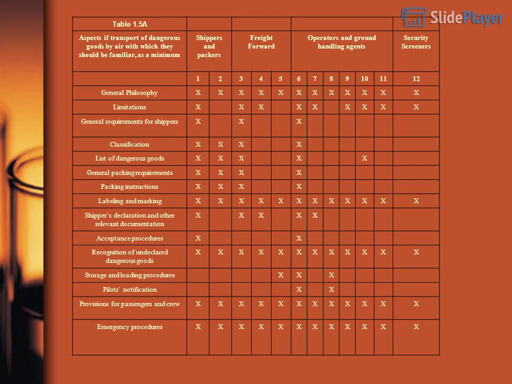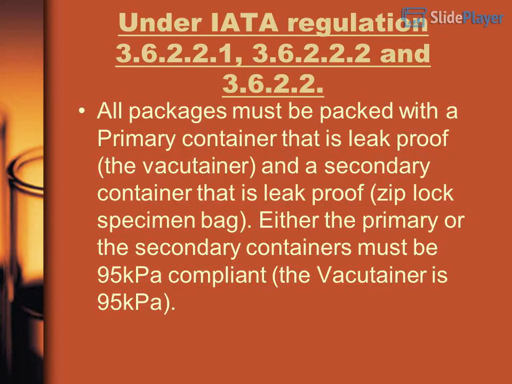General philosophy. Limitations. General requirements for shippers. Classification. List of dangerous goods. General packing requirements. Packing instructions. Labeling and marking. Shipper's declaration and other relevant documentation. Acceptance procedures. Recognition of undeclared dangerous goods. Storage and loading procedures. Pilot's notification. Provisions for passengers and crew. Emergency procedures.